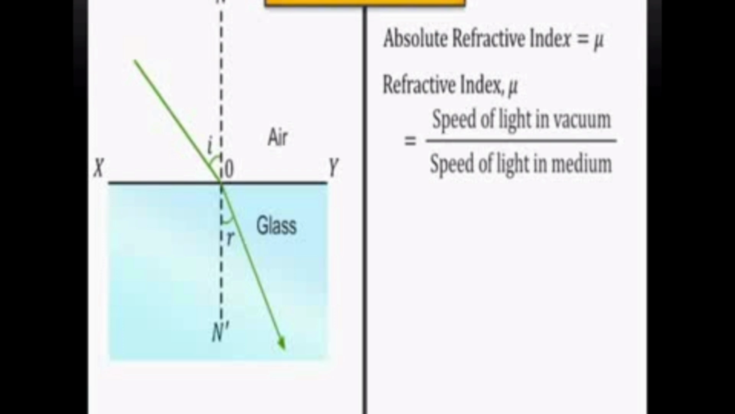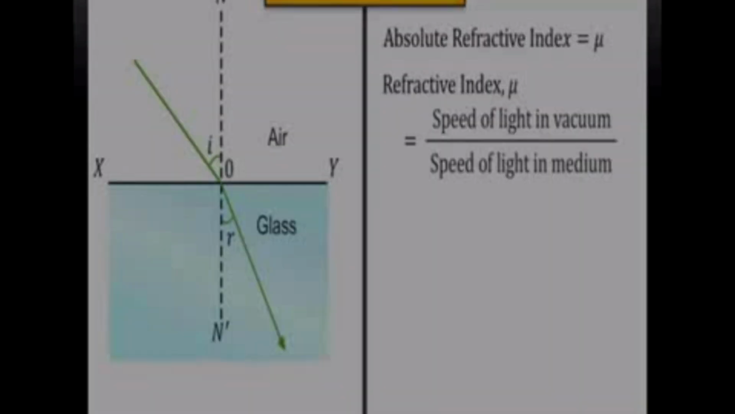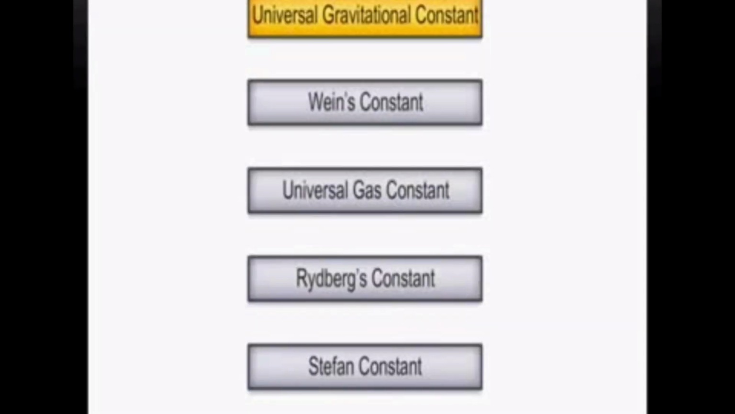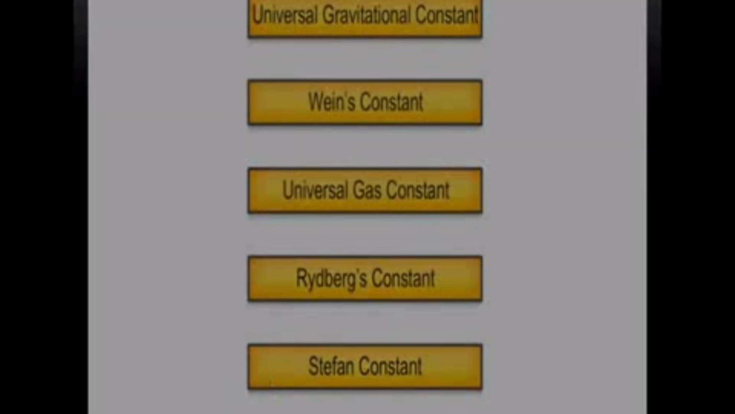So these quantities do not have any dimensional formula. These are called dimensionless constants or dimensionless derived quantities. Some quantities have dimensions, some quantities do not. See, the universal gravitational constant, Wien's constant, universal gas constant, Rydberg constant, Stefan's constant, all these constants have dimensions. These constants are called dimensional constants.